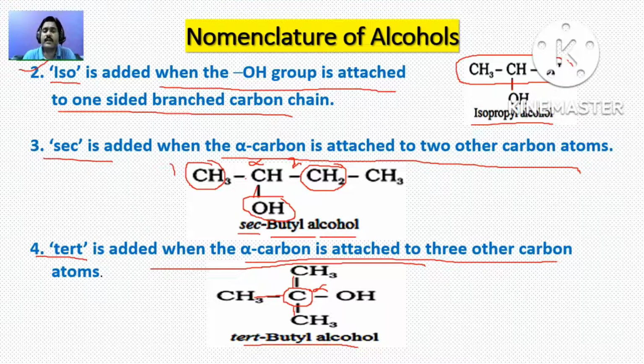The word iso is used if a branched chain compound is present and the OH group is combined with it. Secondary is used as a prefix if the hydroxyl-group-bearing carbon, that is the alpha carbon atom, is attached with two other carbon atoms. Tertiary alcohols are those alcohols in which the OH group is combined with the alpha carbon atom, and the alpha carbon atom is combined with three carbon atoms.